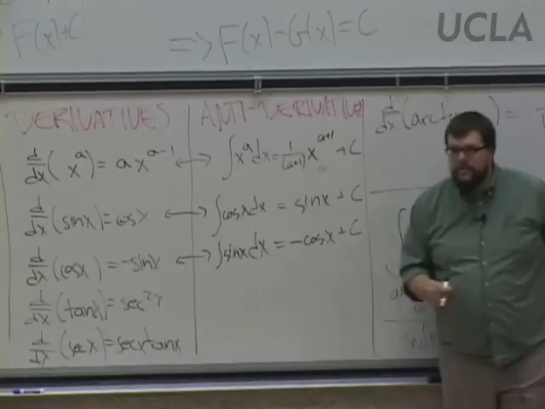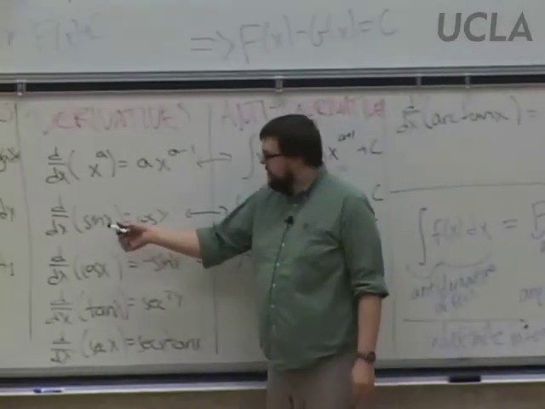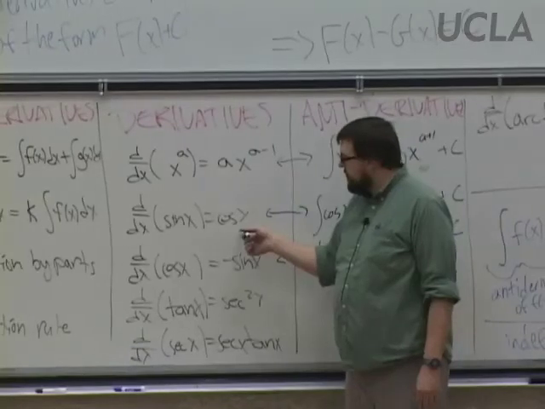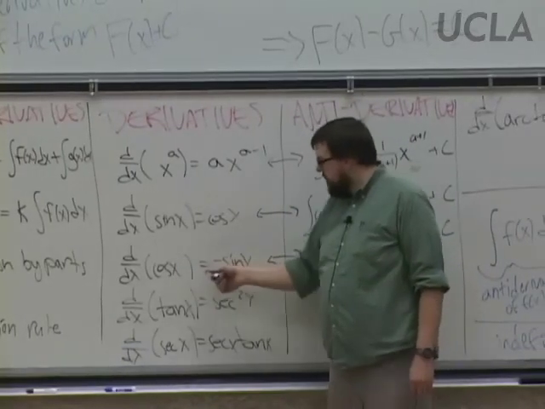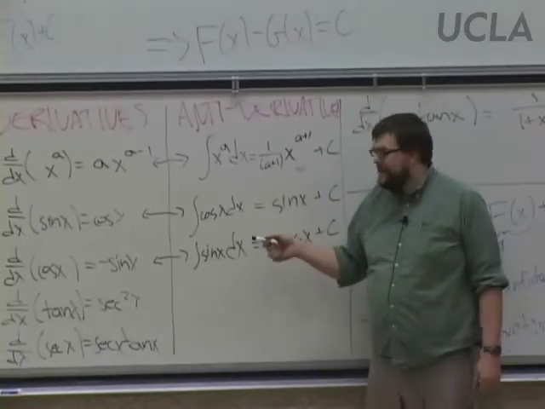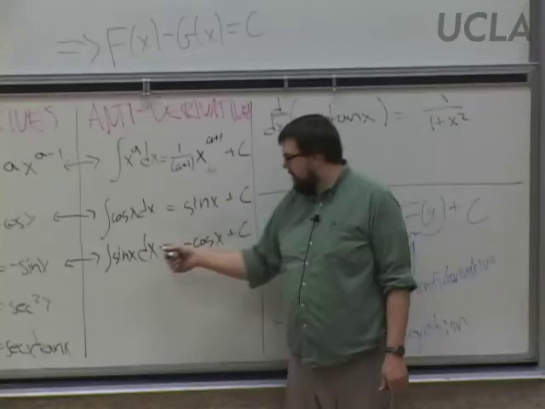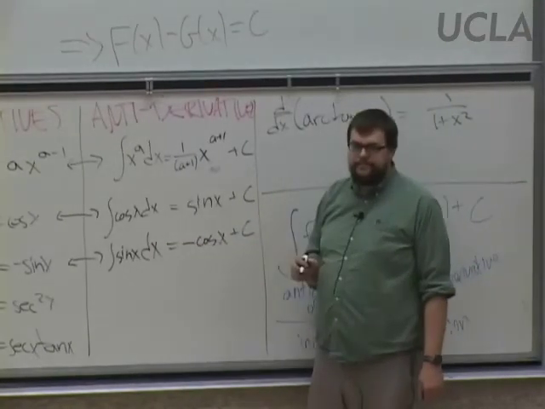So this is one of those things where it's always fun to mess people up. Because when you take derivatives, the derivative of sine is the positive cosine, and the derivative of cosine is the negative sine. But when you come to antiderivatives, it's exactly reversed. The integral of cosine is now positive sine, and the integral of sine is now negative cosine.